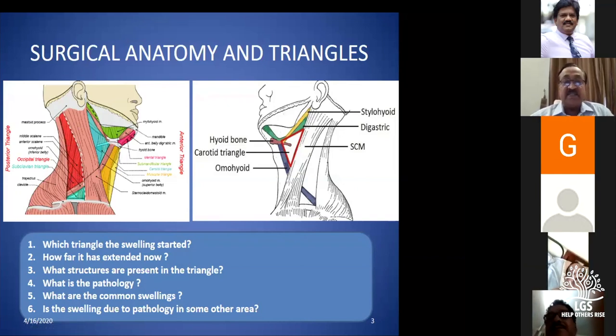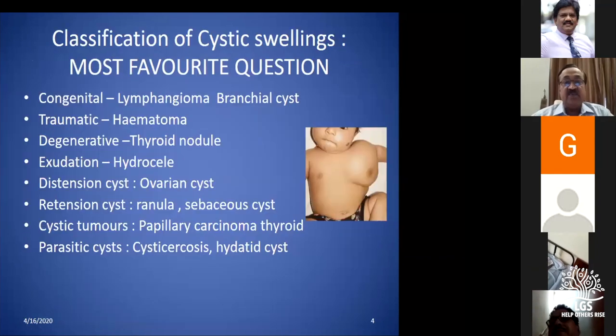Obviously, it is the sternomastoid which is anterior here, and there's the trapezius posteriorly, the mastoid above, and the clavicle below. So these are some of the simple questions which they ask you. I think you should be ready with that. Is it okay? Right.